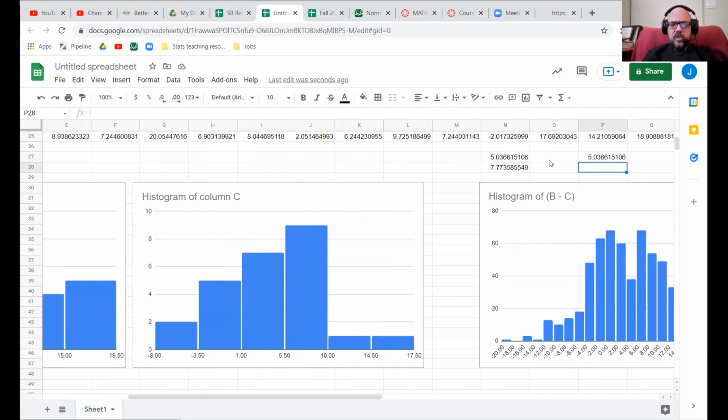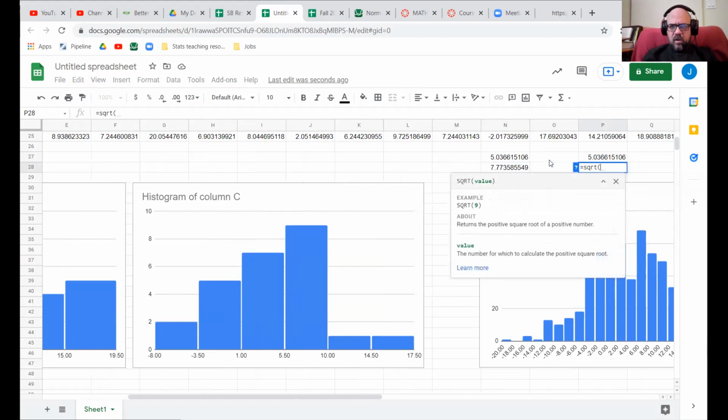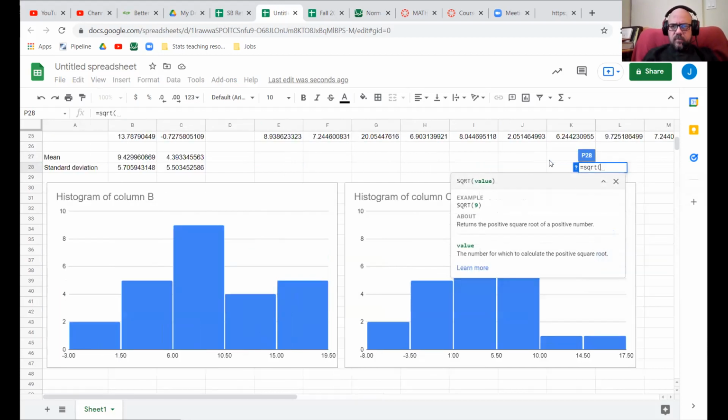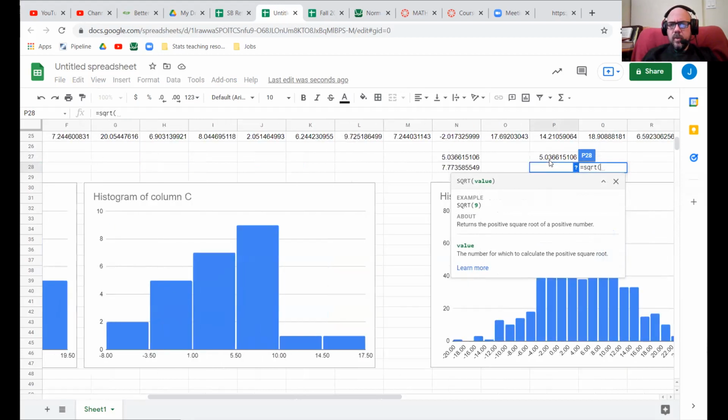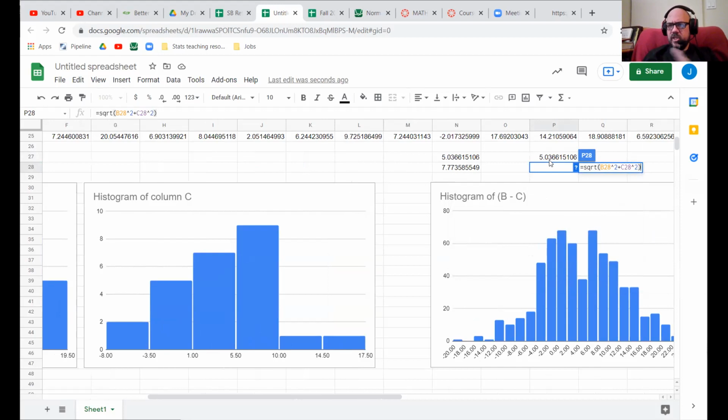And I want to compare that to equals square root of, oh shoot, I forgot that it was B28 and C28. All right, square root of B28 squared plus C28 squared. This should be similar, but not exactly the same. Yeah, so there you go. It's about the same thing.